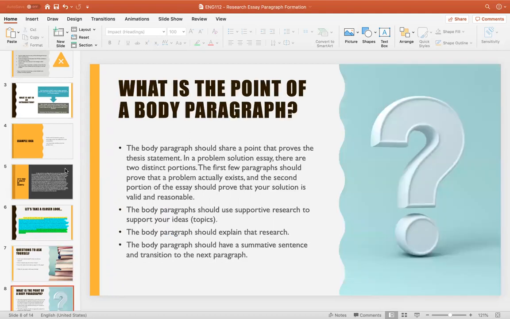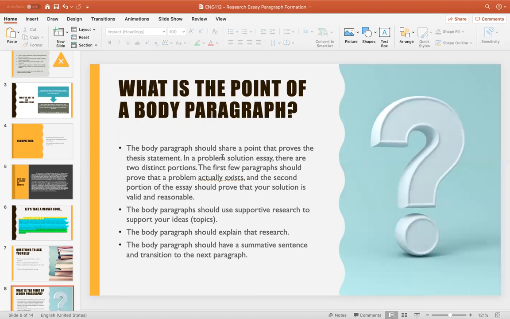So now let's talk about a body paragraph. What is the point of a body paragraph? The body paragraph should share a point that proves the thesis statement. In a problem solution essay, there are two distinct portions. The first few paragraphs prove that the problem actually exists. You are, in essence, creating an argument. And the second portion of the essay should prove that your solution is valid and reasonable.